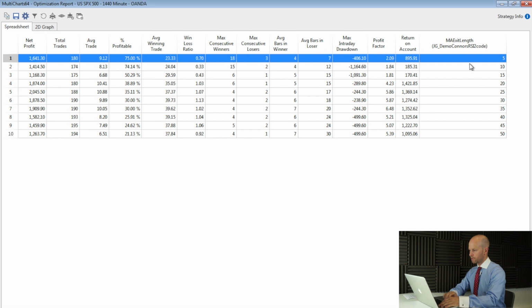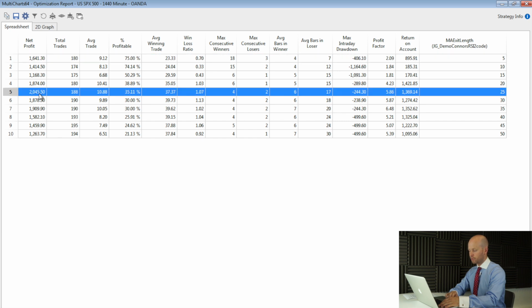And here's the results from 5 through to 50. And in terms of net profit, we can see that the best is using 25 period moving average, and the average trade is slightly higher. Percent profitable is way lower. Look at that compared to using the 5. We're really trying to hold on to these trades now.